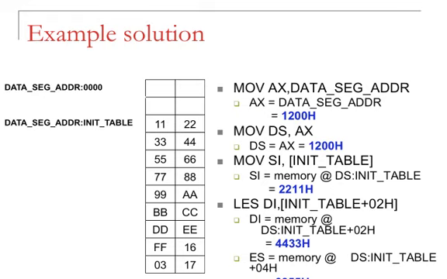Why exactly? Because 11 is stored at address init_table, 22 is stored at the next address, init_table plus 1, which is a higher address. Because we use little endian for x86, 22 is the most significant byte of that word. So after this instruction is executed, we will have 2211, this word, loaded from memory and copied into SI.